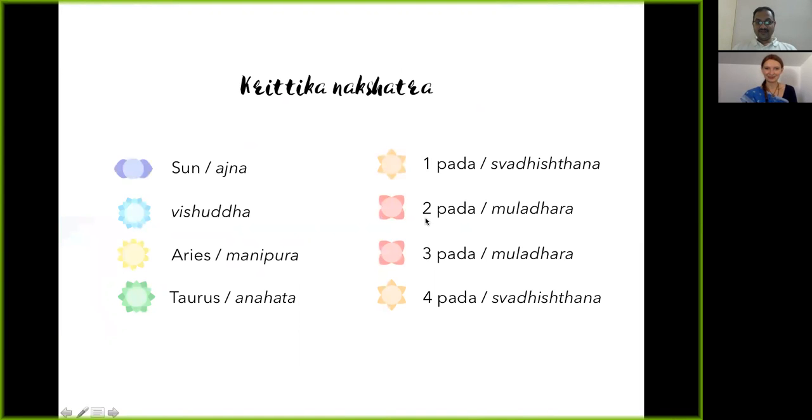And Krittika Nakshatra, as we can see, is the nakshatra of the sun. So it's the most connected with our Ajna chakra, the chakra of our consciousness. It resides on the petals of Vishuddha chakra, the throat chakra. Partially it's present in the sign of Aries, which is Manipura chakra, and partially in the sign of Taurus, which is Anahata chakra. When we look at the padas of Krittika Nakshatra and take all of that information together, Krittika appears to be one of the very few nakshatras connected to almost all possible chakras.